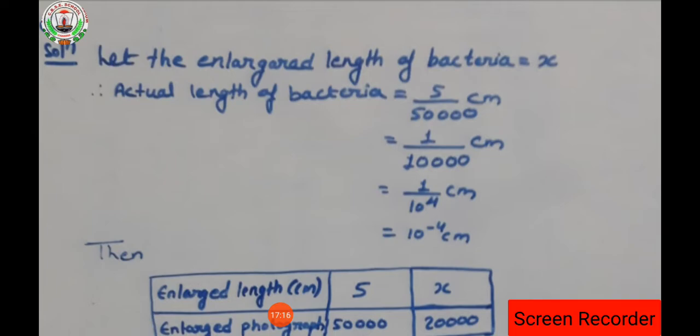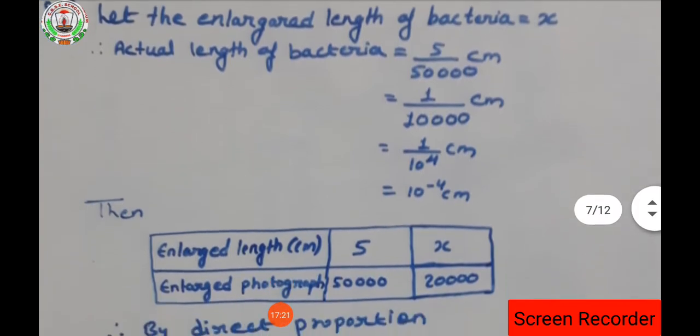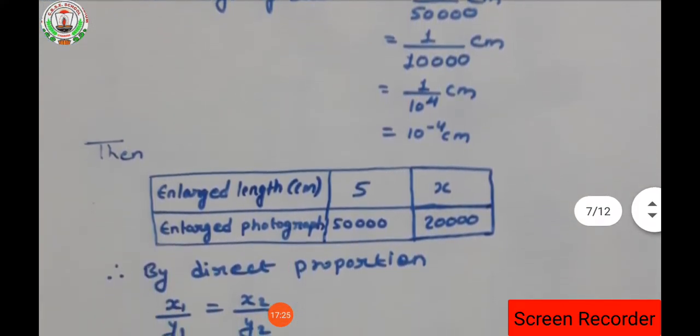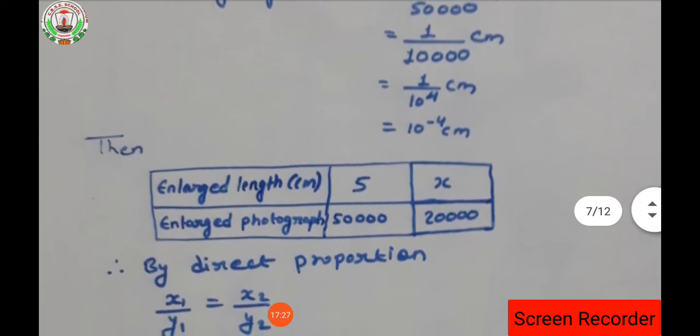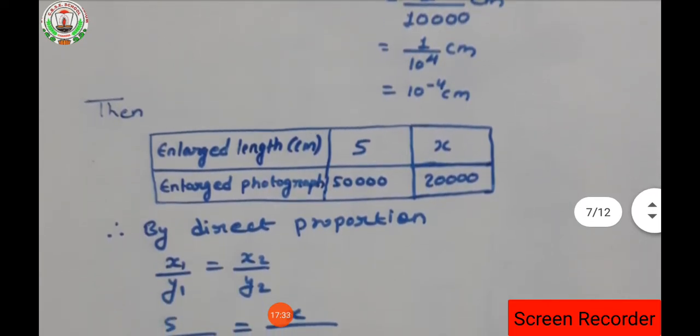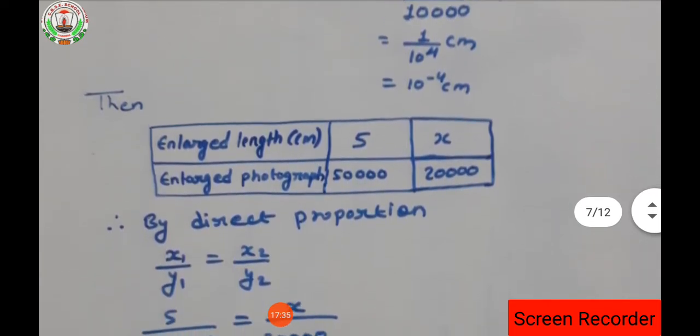A to the power minus 1 is equal to 1 upon a. That's why. Okay, now the enlarged length of a bacteria is 5 and the photograph is enlarged by 50,000. Then the enlarged length we will consider as x, and the enlarged photograph will be 20,000.